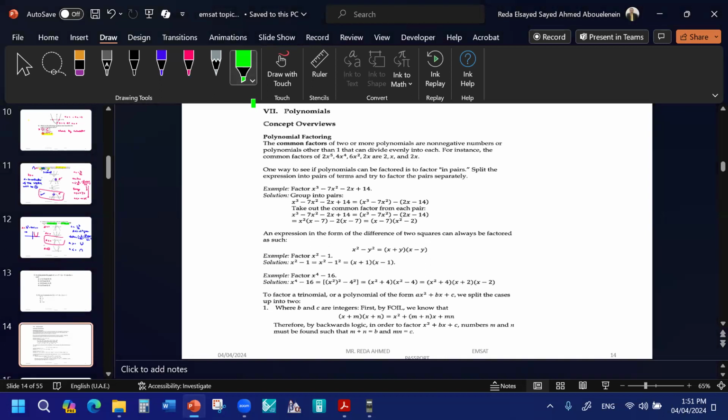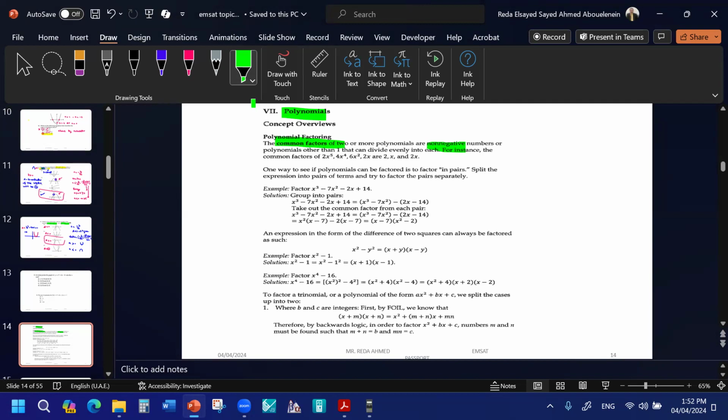Here we can talk about polynomials. This is the concept overview. Polynomial factoring: the common factor of two or more polynomials are non-negative numbers other than one that can divide evenly into each.